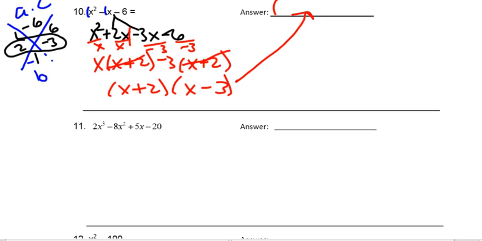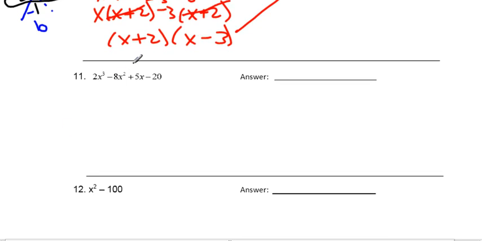Number 11. Okay, split the middle. What can we take out? First you should check GCF, but there is no GCF because 5 is causing a little problem. But there is a GCF on the left and there is a GCF on the right, but there's not a GCF in all 4. So we're going to take out a 2x squared. All but one x will cancel. Divide by 2x squared. You get -4. And let's take out a 5.